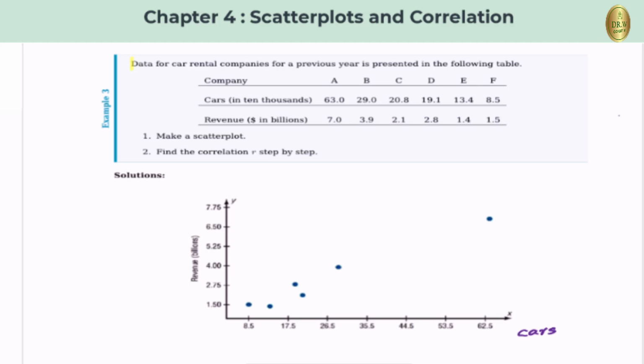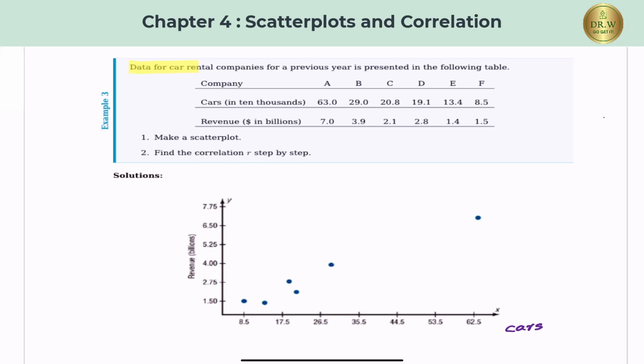Chapter 4, example number 3. Data for car rental companies for a previous year is presented in the following table. Company name, cars, revenue. First question, make a scatter plot. How do we make a scatter plot?